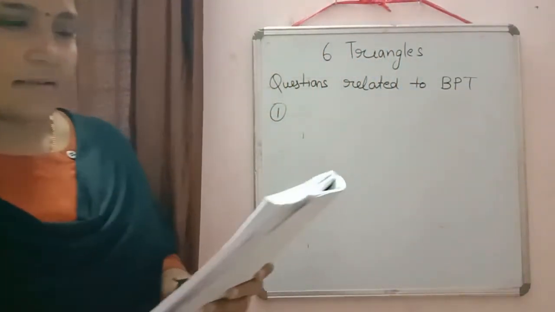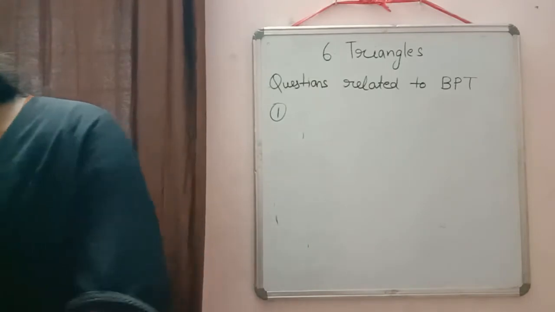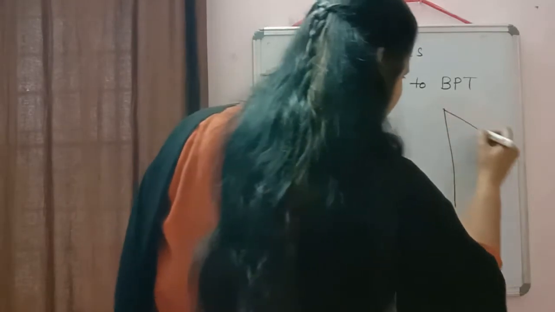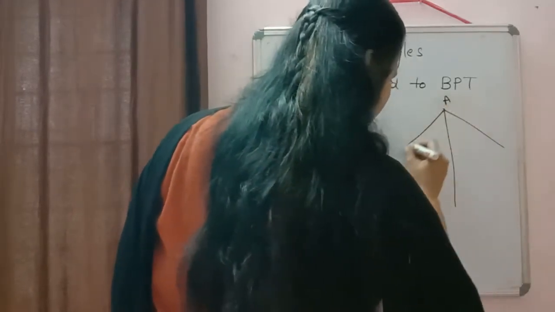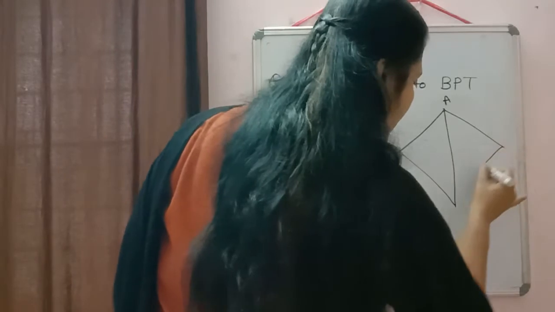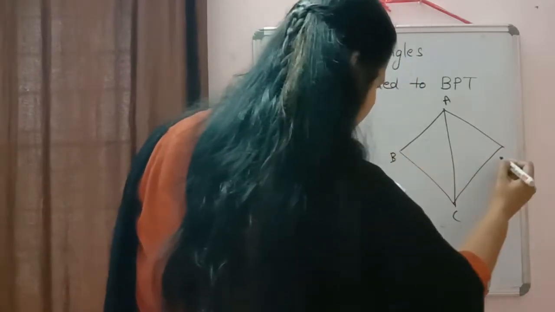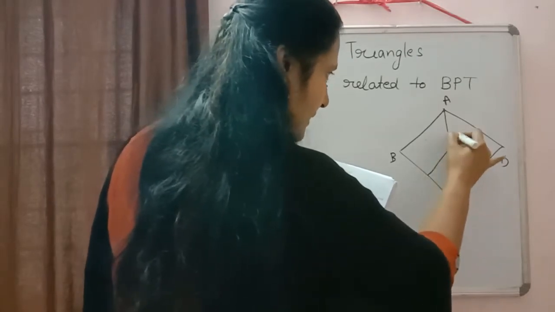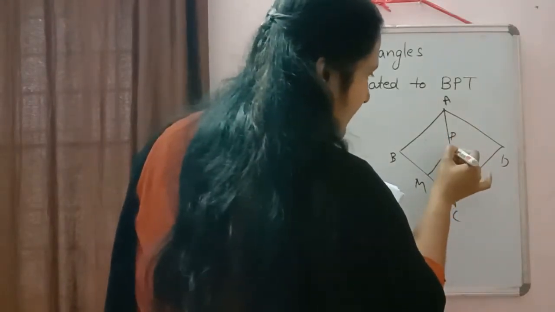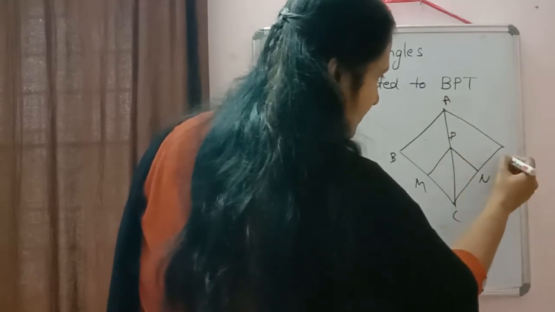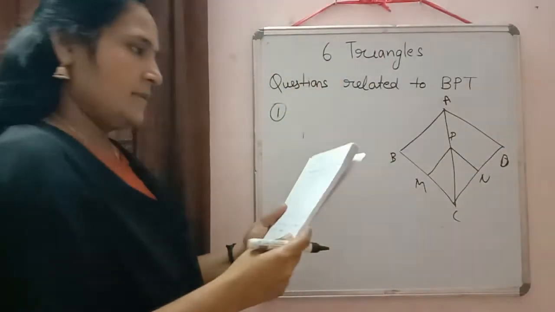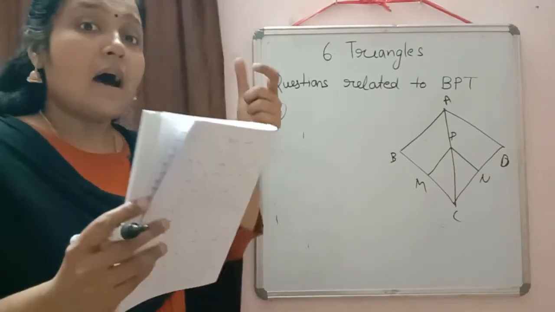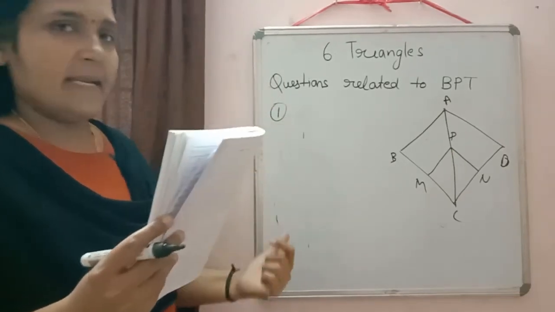I am going to draw the diagram. In the first question it is given in this way. This is the diagram for the first question. B, C, D, and then PM parallel to AB, PN parallel to AD. Whenever you have to prove something, there are some steps on how to write it down. So I am writing all the steps here.